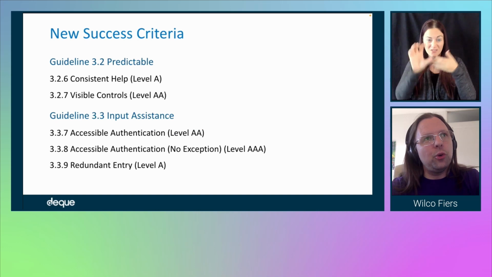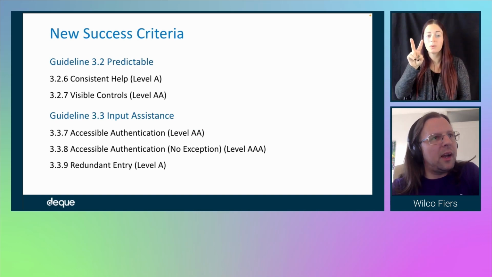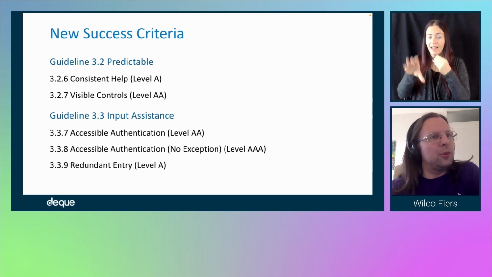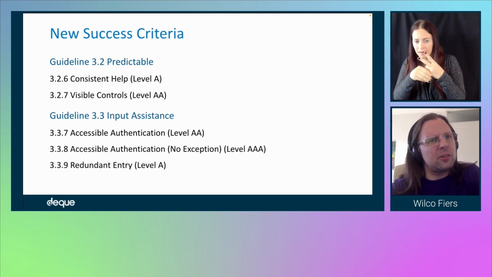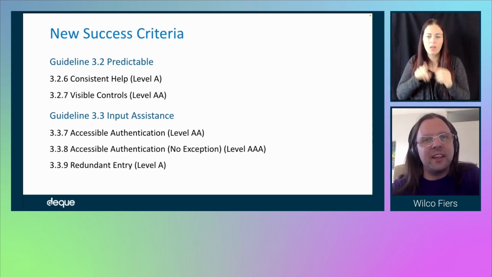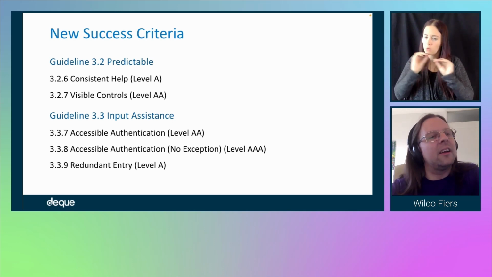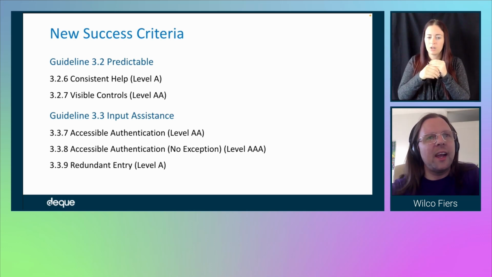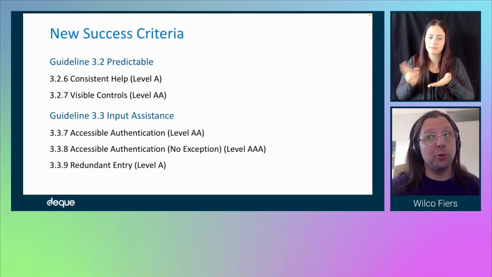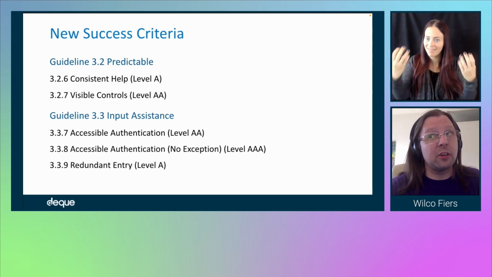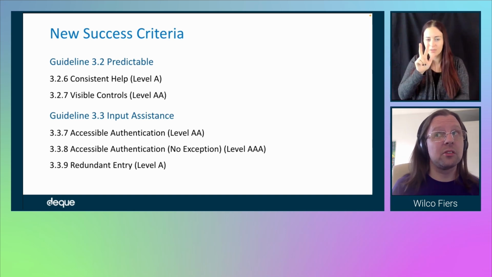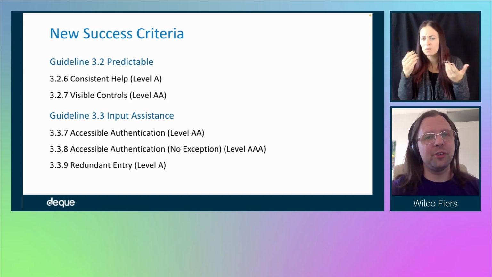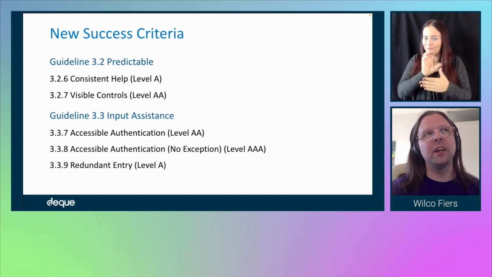Guideline 3.2 has 2 new success criteria: Consistent Help and Visible Controls. For guideline 3.3, Input Assistance, there's Accessible Authentication and Accessible Authentication, No Exceptions. And lastly, there is Redundant Entry. So that's a good number of new success criteria coming out in WCAG 2.2. These aren't completely finalized. Like I said, we're still working on some of these, but expect most, if not all of these, to come out in WCAG 2.2 once we are ready to go.